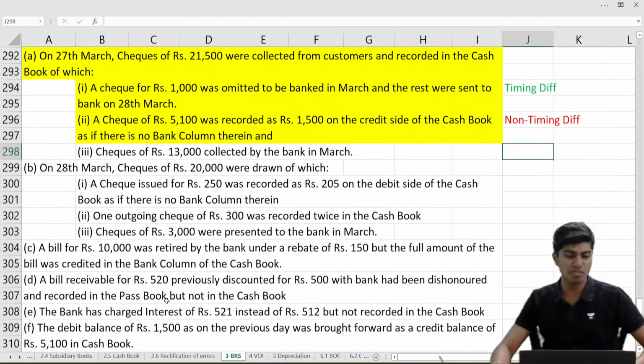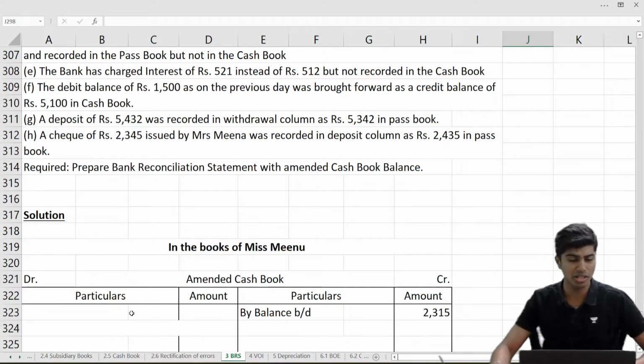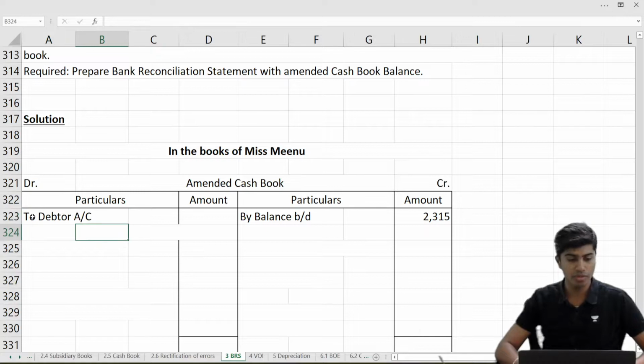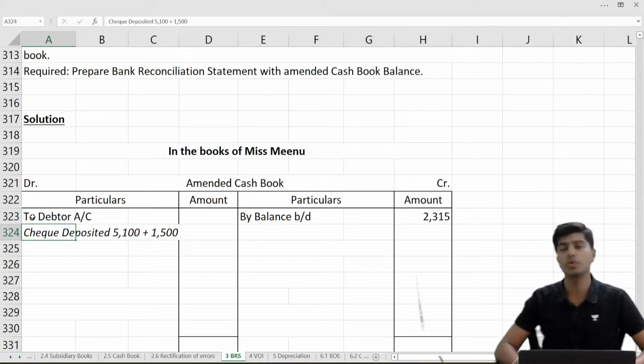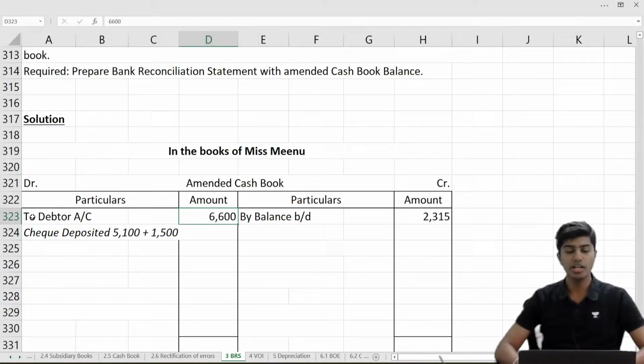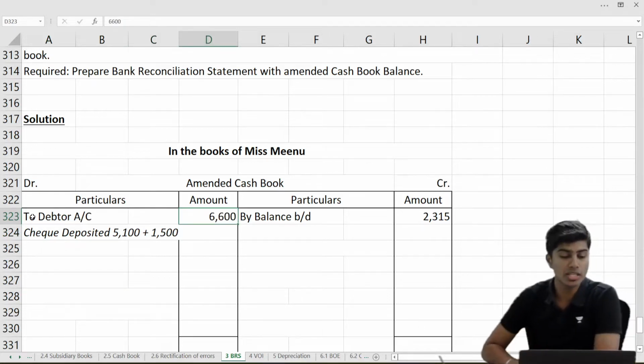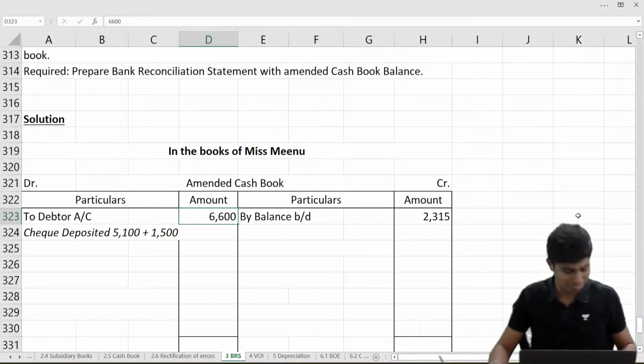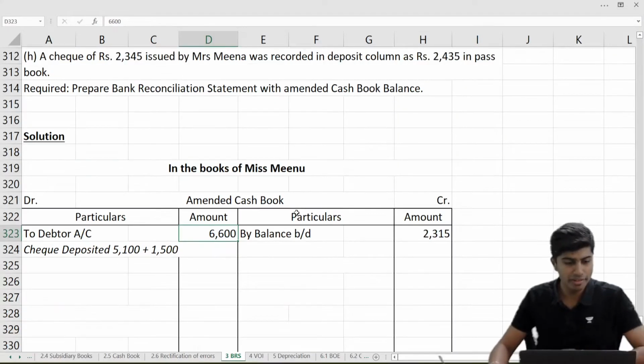And this is a check received from customer. I can write customer or I can write debtor. So I would prefer writing debtor account. This is with regard to check deposited. I should be doing 5100 plus 1500. It would be 6600 rupees debit in amended cash book. Got that, everyone?